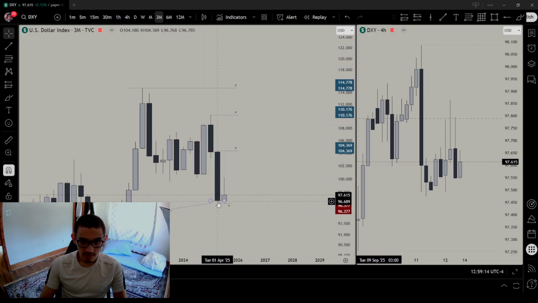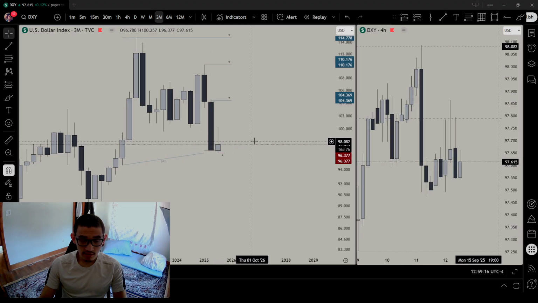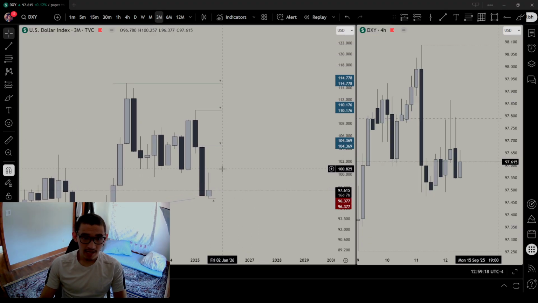The 3-month time frame, we also have a 3-month IRL SMT back to ERL. Now we also have a 3-month CRT upside. I don't know if the 3-month CRT will survive, but that is the higher time frame drawn liquidity.